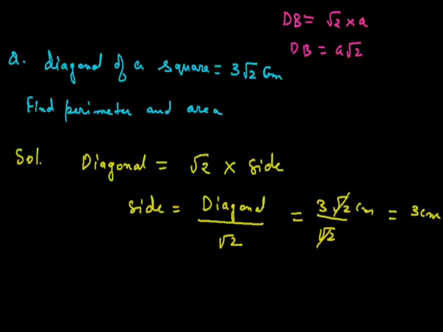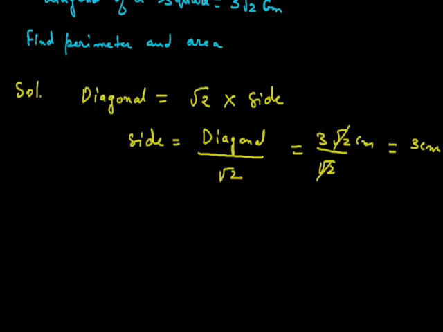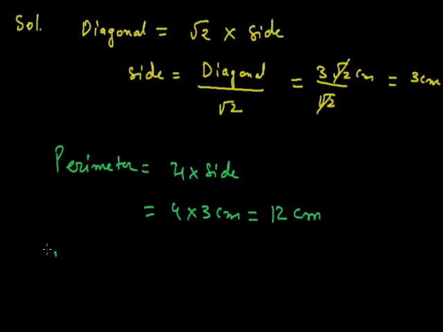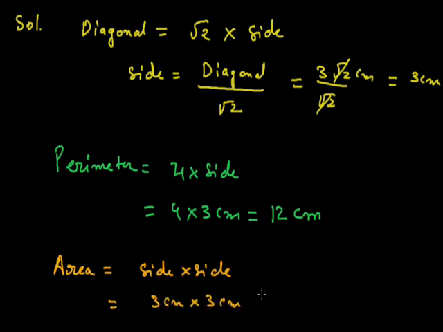Now we know that the side of the square is 3 centimeters, so we can simply calculate the perimeter, which will be equal to 4 into side, that is 4 into 3 centimeters, that is 12 centimeters. Next, the area will be equal to side into side, that is 3 centimeters into 3 centimeters, which is equal to 9 centimeter square.